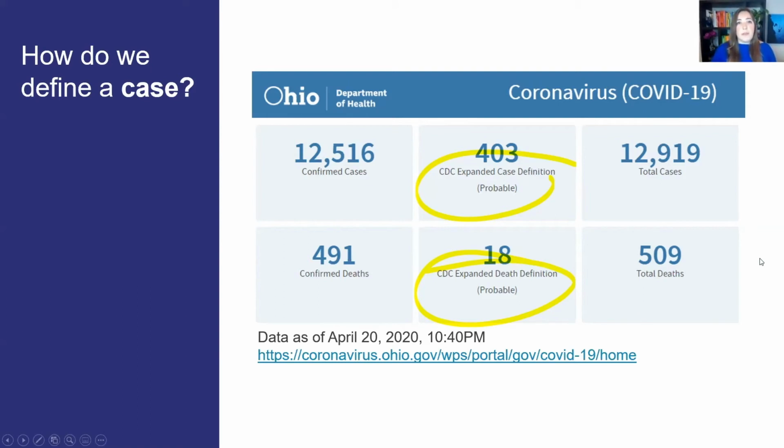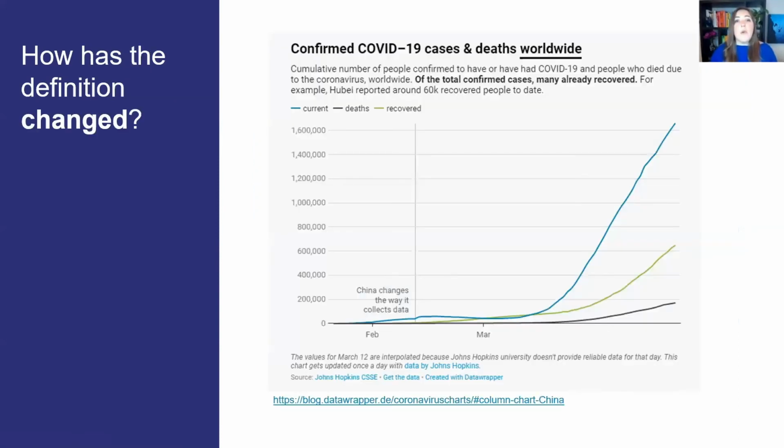And as we start to compare countries, we want to understand what's being included in a count of cases. So as you look at the data, and as you look at charts and graphs, look for those definitions describing what a confirmed case is. We also have to think about how that definition has changed over time, not just across our own environment in our own country, but also as we look around the world. So for example, in this sample chart from Datawrapper, you can see that there's a reference line showing where China changes the way it collects data.